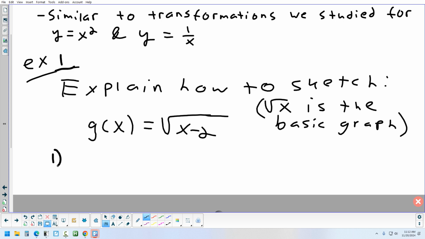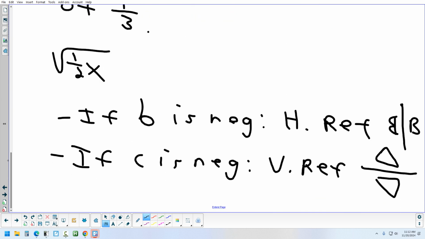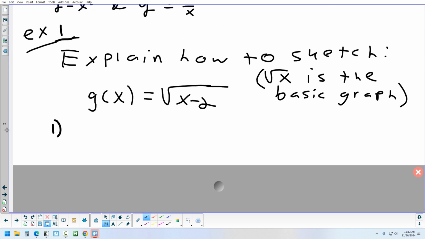Now, when you are listing the transformations, if there's more than one, the order is important. And the order follows those letters. Start with A, then B, then C, then D. That's the order you follow. There's only one transformation, so order is not important. But what is the transformation? A horizontal shift, 2 units to the right. So that's a horizontal shift. Negative means it's going to go to the right 2 units, and that's what I'm looking for.